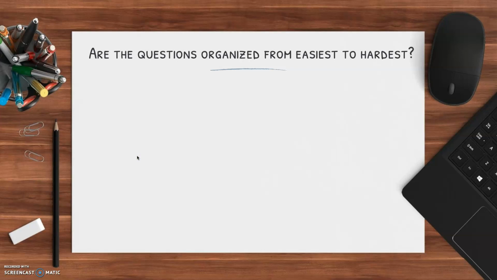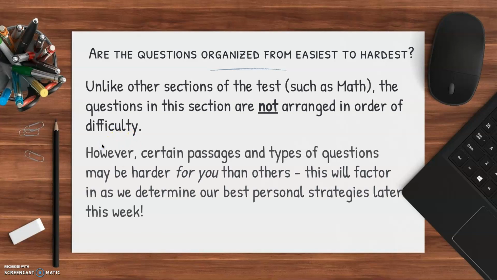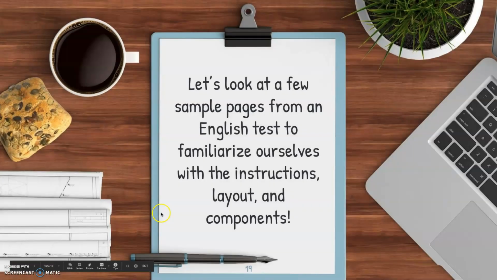You might be wondering if the questions on this test are organized from easiest to hardest. And just like the reading section, these are not arranged in order of difficulty. But we do have to remember that certain passages and certain types of questions might be harder for you than for other people. And some questions might take more time than other questions do. So we do have to factor this in as we're figuring out our best personal strategies for the English section later this week.